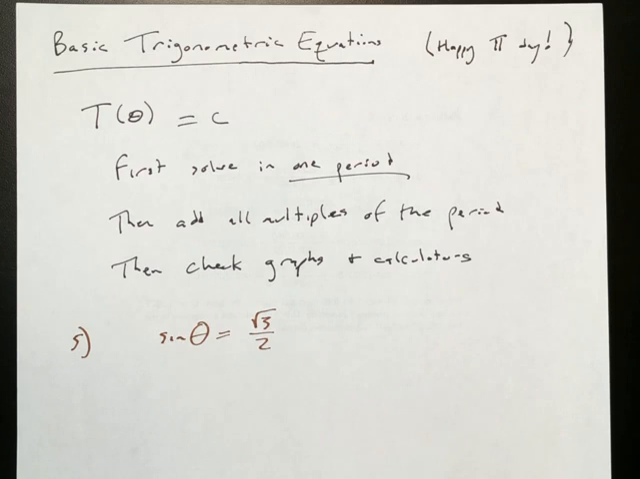Let me start with the first period. Sine of theta, period is 2 pi. So between 0 and 2 pi, one trip around the unit circle, what angles have a sine of root 3 over 2? And the answer is in radians, unfortunately. Okay? Pi over 3. Pi over 3 in the first quadrant, absolutely.